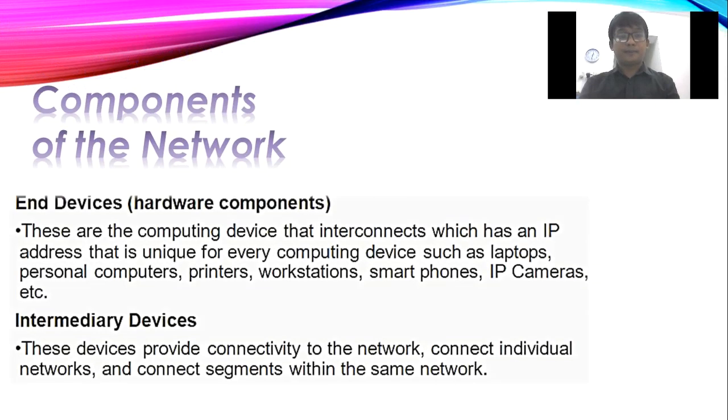Components of the network. We have end devices, or what we also call hardware components. These are the computing devices that interconnect, which have an IP address that is unique for every computing device, such as laptops, personal computers or PCs, printers, workstations, smartphones, IP cameras, and etc. Intermediary devices provide connectivity to the network, connect individual networks, and connect segments within the same network.